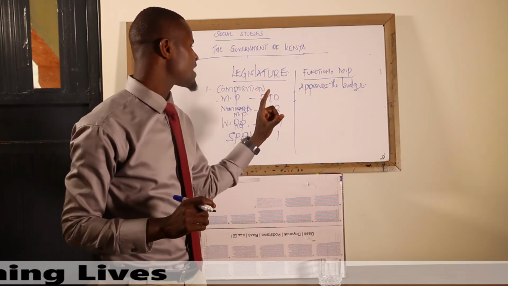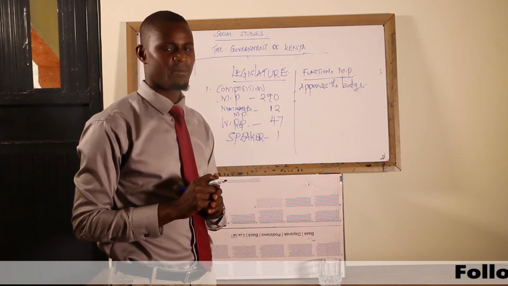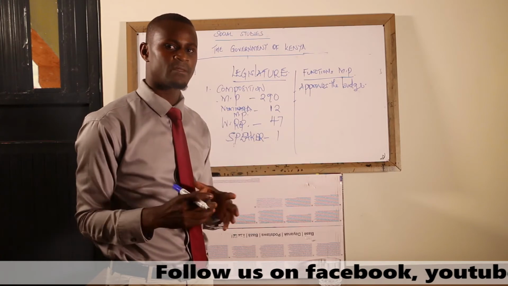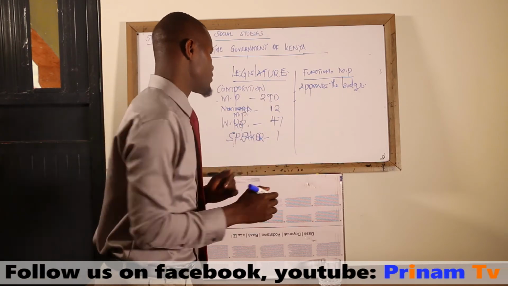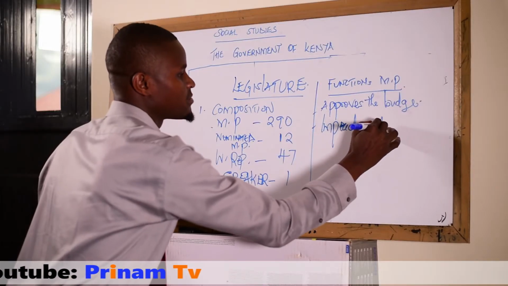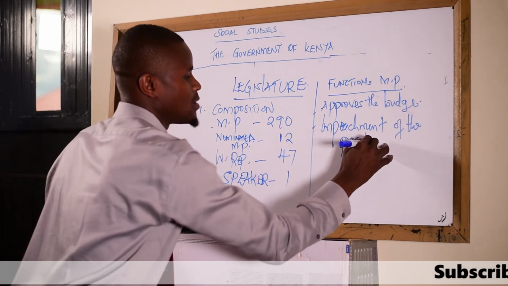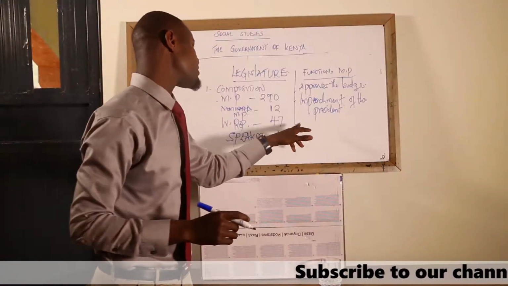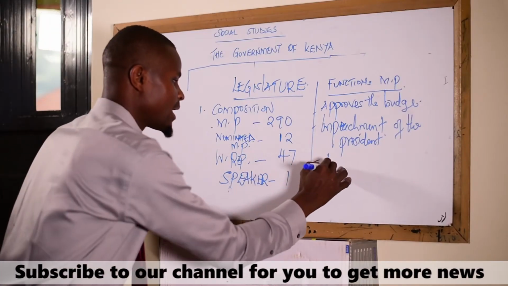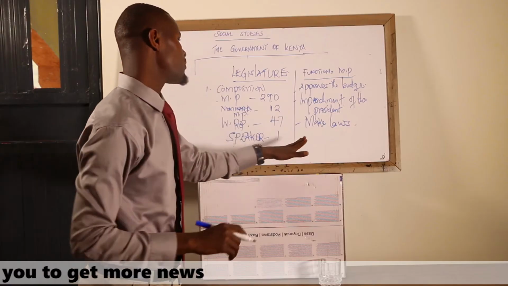Secondly, they play a very important role, that is impeachment of the president. Remember, the president is the commander-in-chief, but the members of parliament have the mandate to impeach him. So, impeachment of the president. And the major role, the main one, is to legislate or make laws. So we said they also make laws.